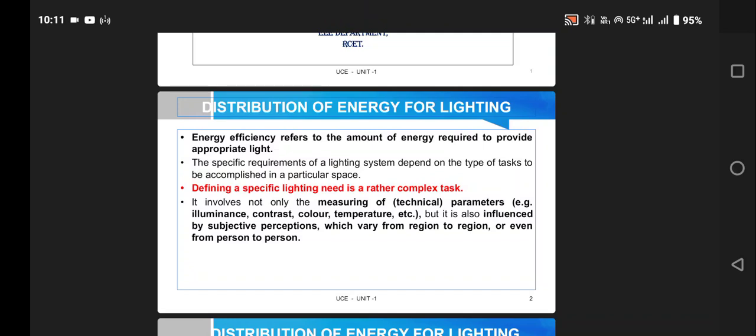The specific requirement of a lighting system normally depends on the type of task to be accomplished in a particular space. Defining a specific lighting need is a rather complex task. It normally involves not only the measuring of technical parameters like illuminance, contrast, color, as well as temperature, but is also influenced by subjective perceptions, which normally vary from region to region or even from person to person.